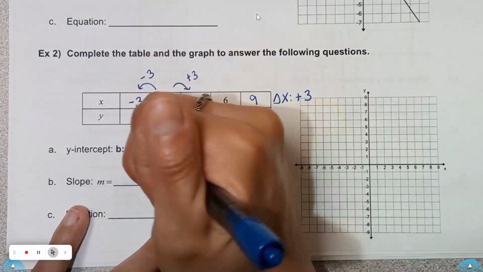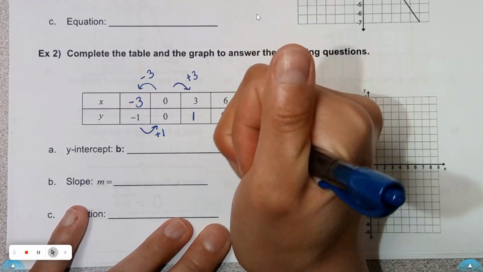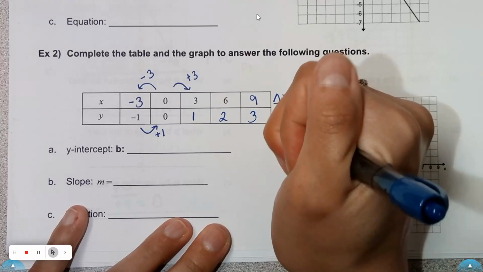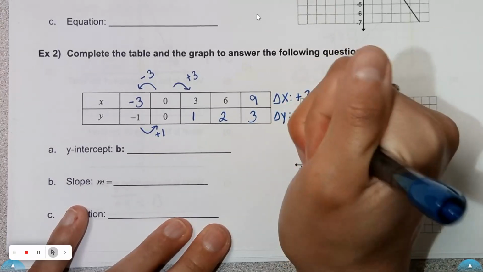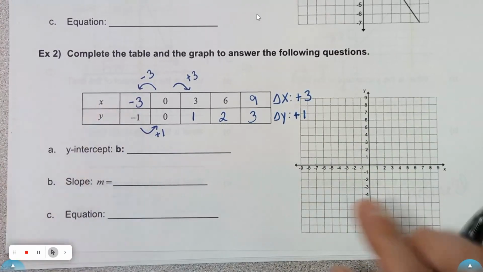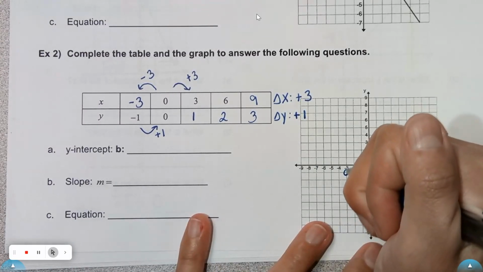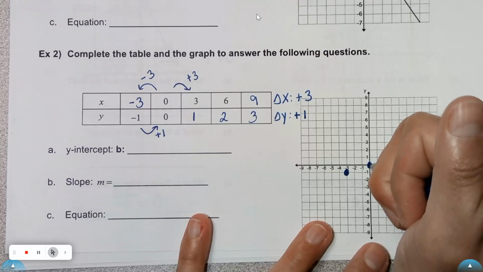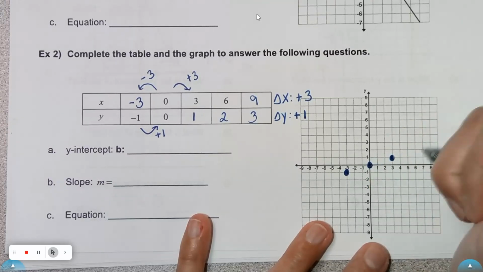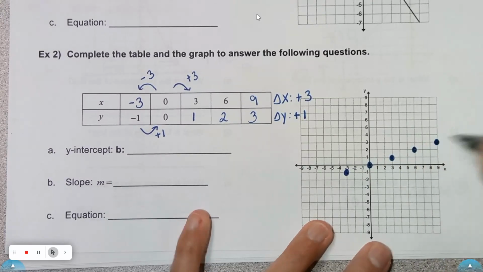For the y's, it looks like I'm adding by 1. So if I keep that pattern going, this becomes 1, 2, and 3. My change in y is plus 1. Okay, I'm going to plot these points on my graph to create my line, and then I'm going to connect them. So I have (-3, -1), (0, 0), (3, 1), (6, 2), and (9, 3). Then with my ruler, I'll connect them.